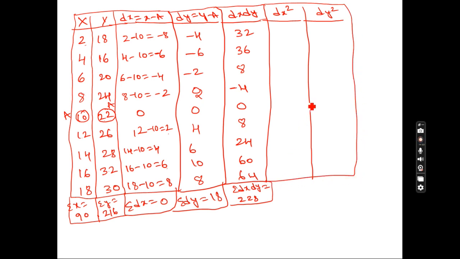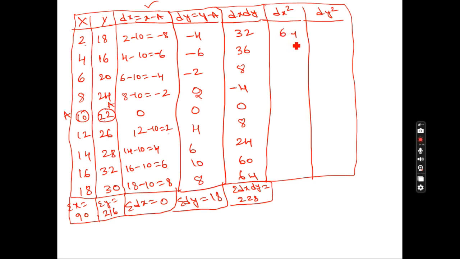So this is the final table. dx square means what are the values we are getting here. So we have to do the square. 8 square means negative will become positive. When you do the square of a negative value, your answer becomes positive.